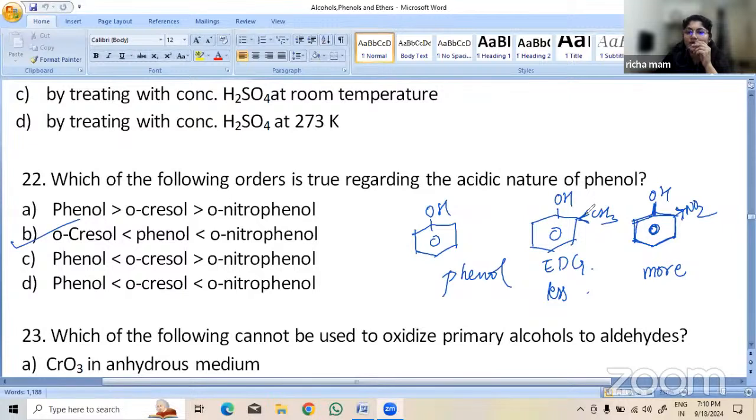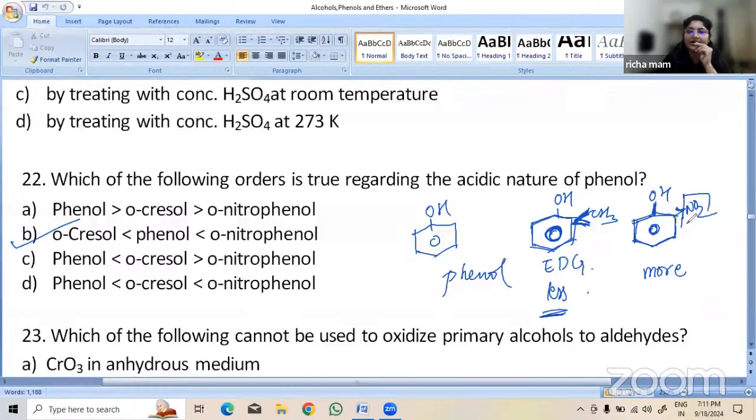So what is the role of the electron donating group? The electron donating group will give the electron to the benzene ring. So what will happen to the electron density? Electron density will be more. If electron density is more, what will happen to acidic strength? Acidic strength will be less.